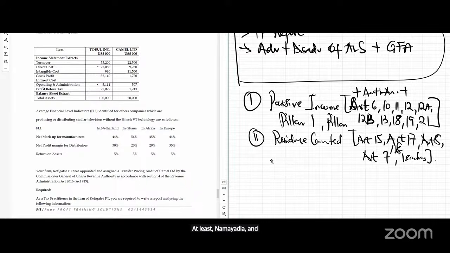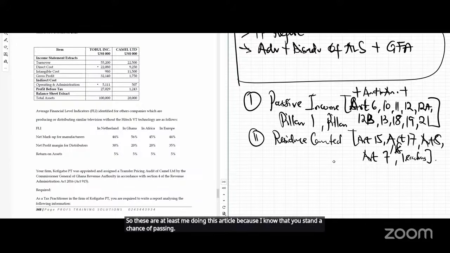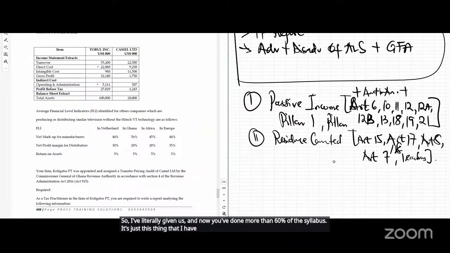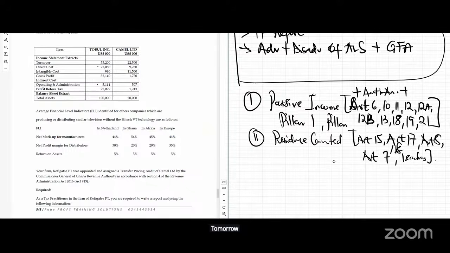Yeah, the rest you go and read them. So these are at least me doing these articles. I know that you stand a chance of passing, because I can't do 100% of the syllabus. Even though I can do it, I will just not do it. It's not fair. So I've literally given, as of now, you've done more than 60% of the syllabus. It's just this thing that I have to do tomorrow, and then I'll break the articles down to class 1 for you.